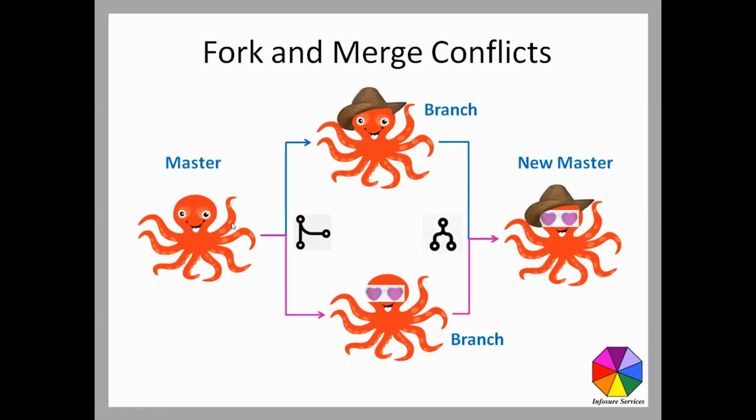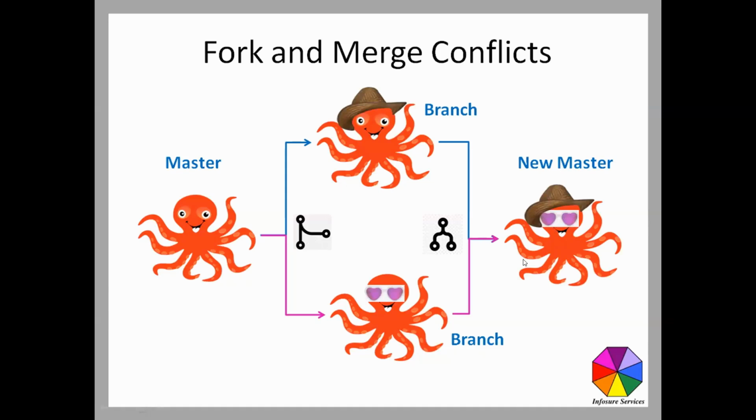So to showcase that, here is fork and merge conflicts. Master is here. You have a branch. When you create a branch, here you are adding one feature. You are again adding another feature here in a different branch, and when these two branches merge, this is a merge icon. When you merge, it creates a new master and a new version, which has both the features. So this is how branching and merging works.